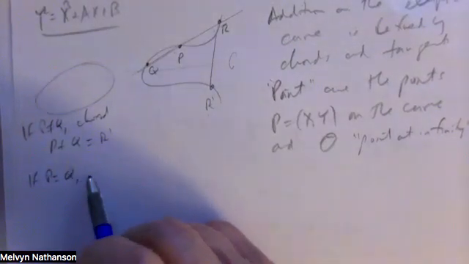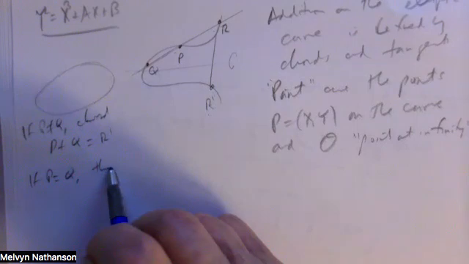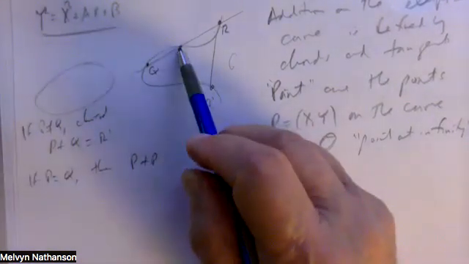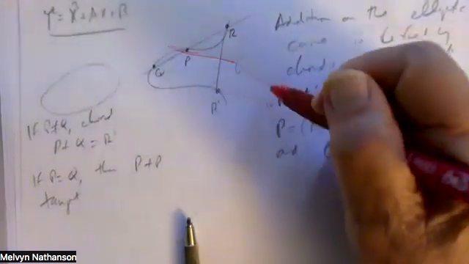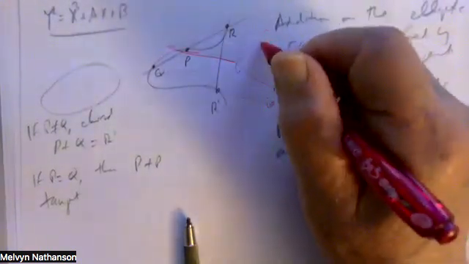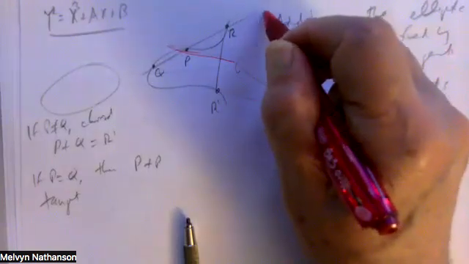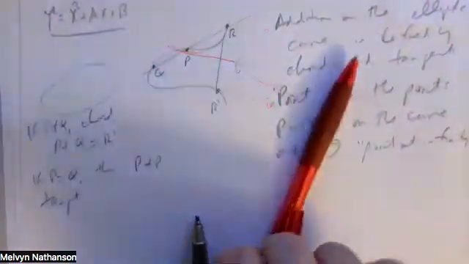If P equals Q, that is, we're adding P plus P, there's no chord through P and P, but what you do is you take the tangent line through P. It will cut the curve at some point, reflect that through the x-axis, and that's what the sum of P plus P will be.